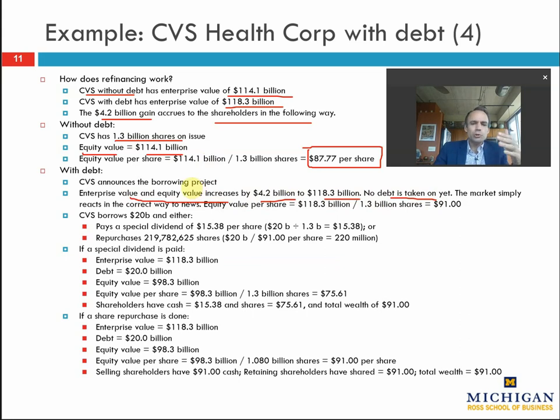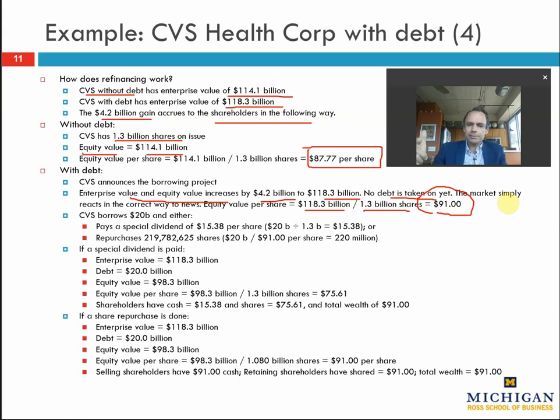There's no confusion in the market that this is a good idea. The market correctly works out that there are these tax benefits, the market can do a present value computation, and the market works out that the present value of those tax breaks is $4.2 billion. The shares go up to $118.3 billion. There's still 1.3 billion shares in issue because they haven't borrowed any money yet. And that means that each share, upon this reaction, is worth $91 per share.